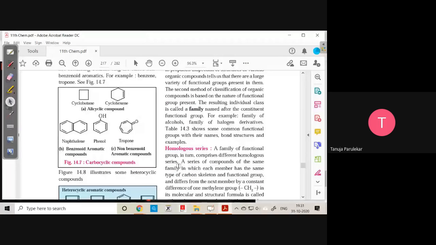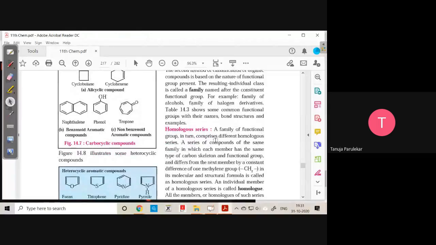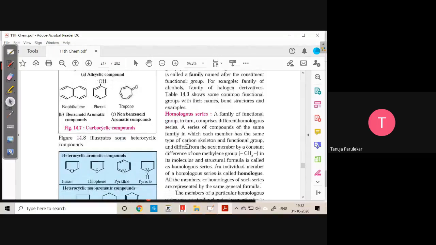Further, now come to this, another thing which is very important. A family of functional group in turn comprises different homologous series. Homologous series means they differ by a small unit, a series of compounds of the same family in which each member has the same type of carbon skeleton and functional group and differs from the next member by a constant difference of one methylene group in its molecule, and the structural formula is called a homologous series.